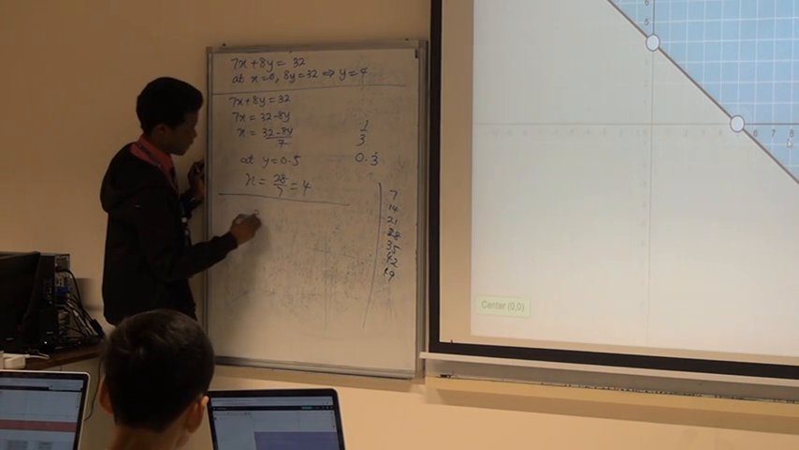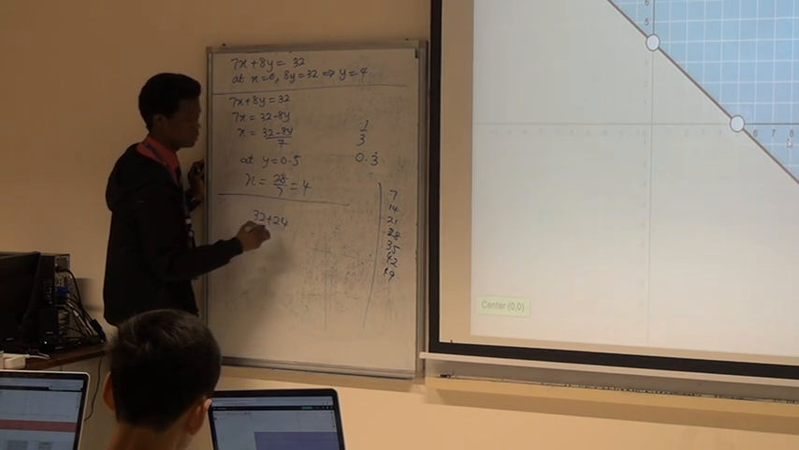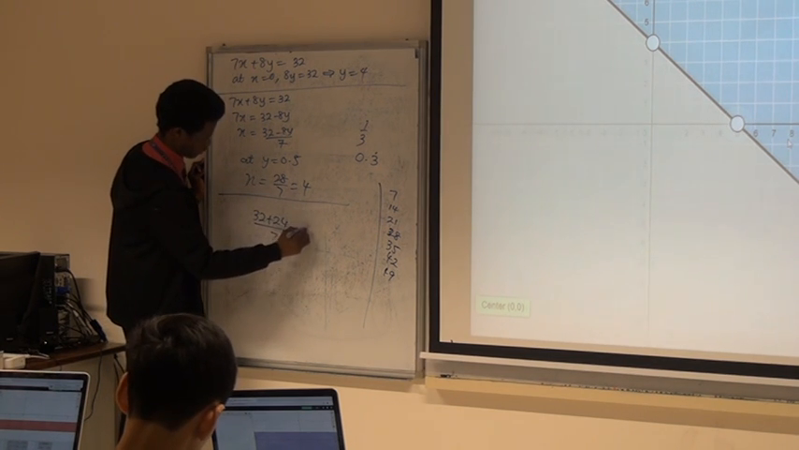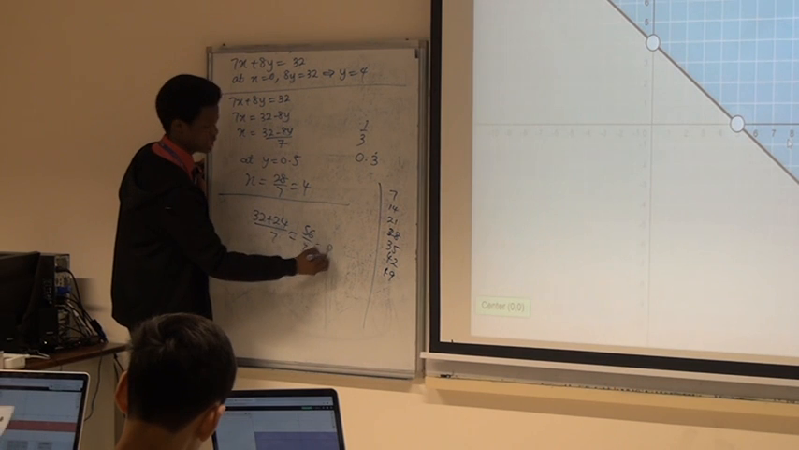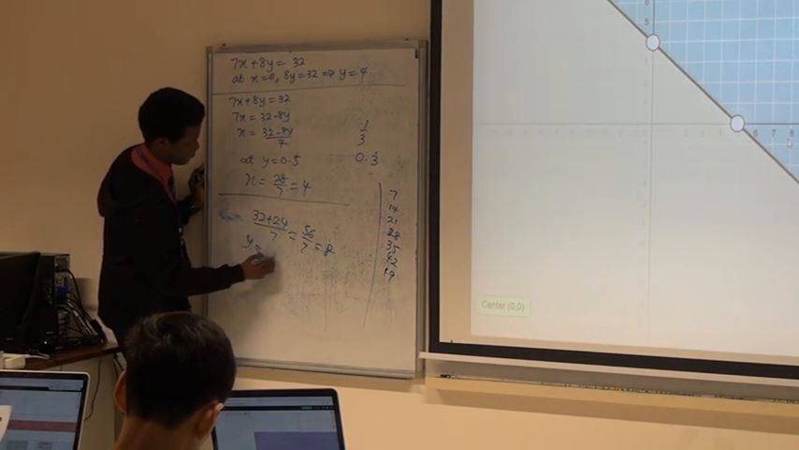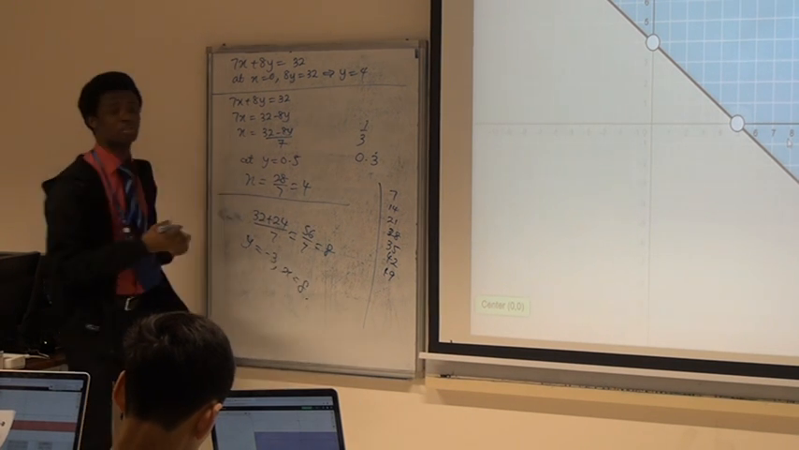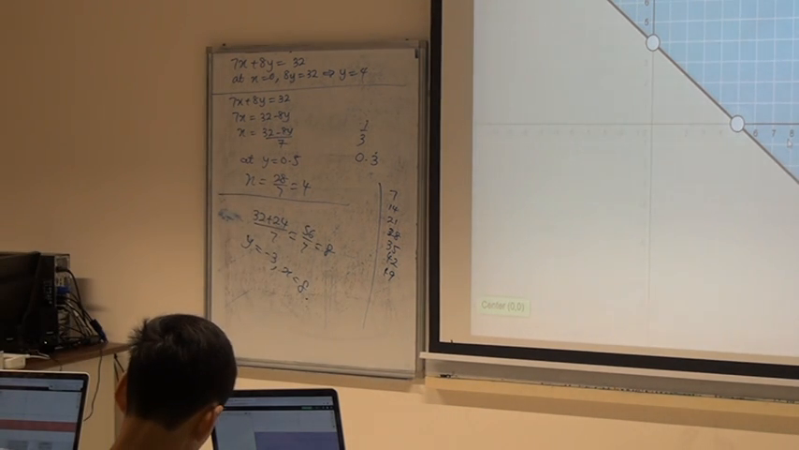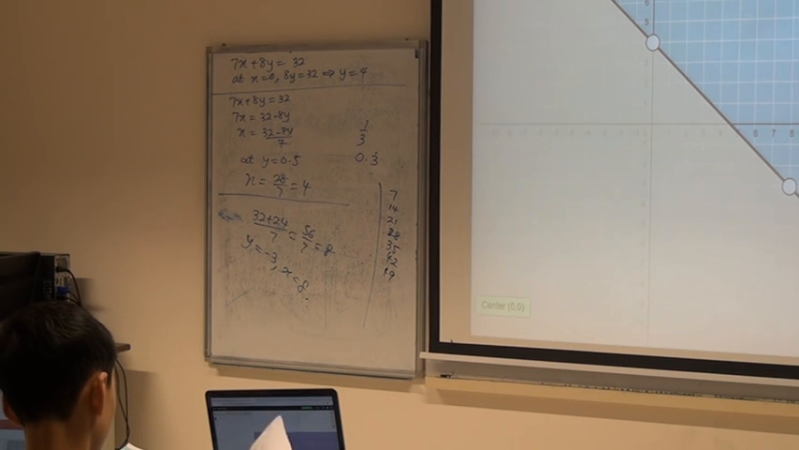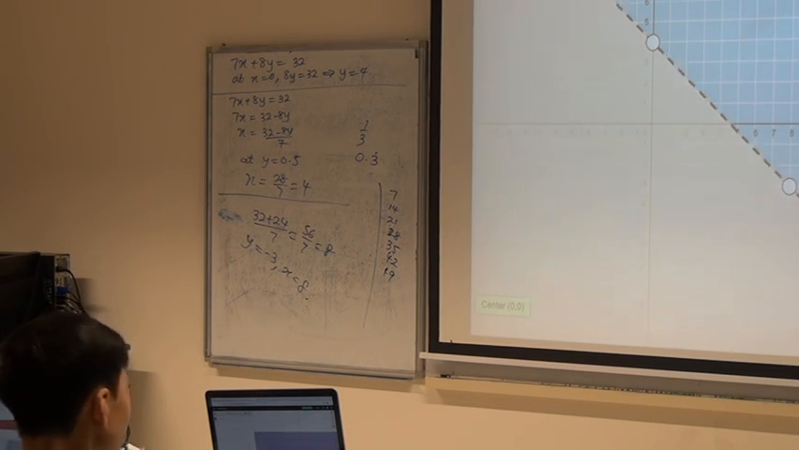Oh, negative. Okay, 32 plus 24, right? 56. Does 7 divide 56? Yes. So we can use y is negative 3, x is 8. Did you see that? Y negative 3, x 8. Can you see? Don't include boundary. Okay, so we are not going to include boundary, and now we are correct because we shaded the right part.